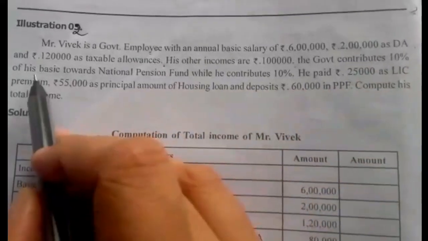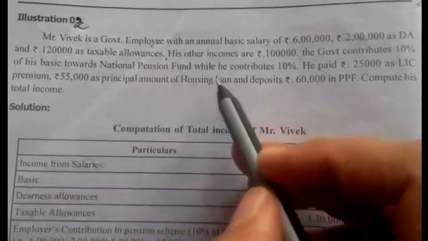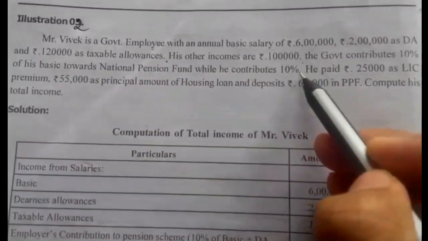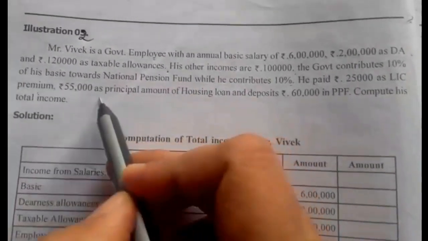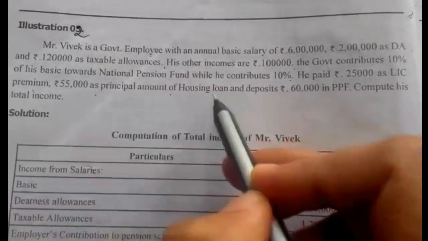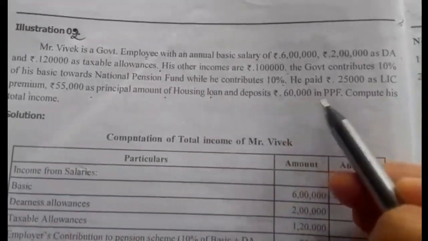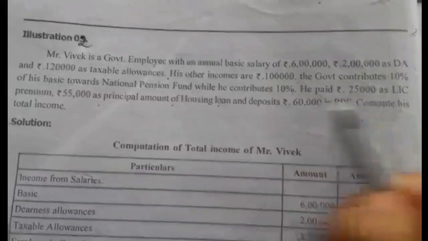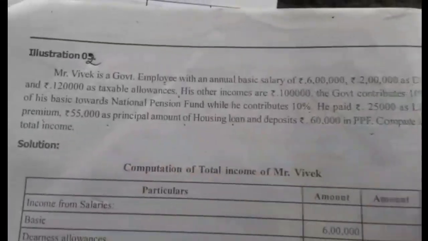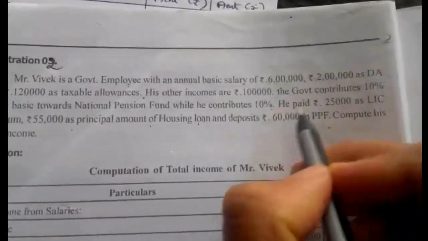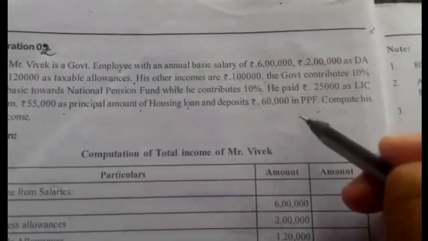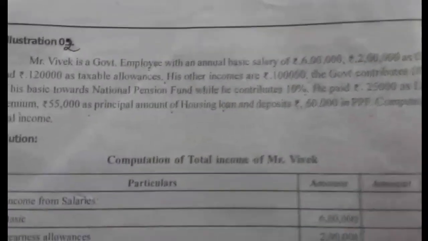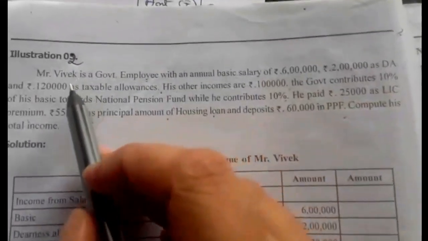The government contributes 10% of his basic towards National Pension Fund while he contributes 10%. He paid 25,000 as LIC premium, 55,000 as principal amount of housing loan and deposited 60,000 in PPF. Compute his total income. So here we have to compute total income. They have given the information for the gross total income calculation as well as the total income, that is for the deductions. So see the question.